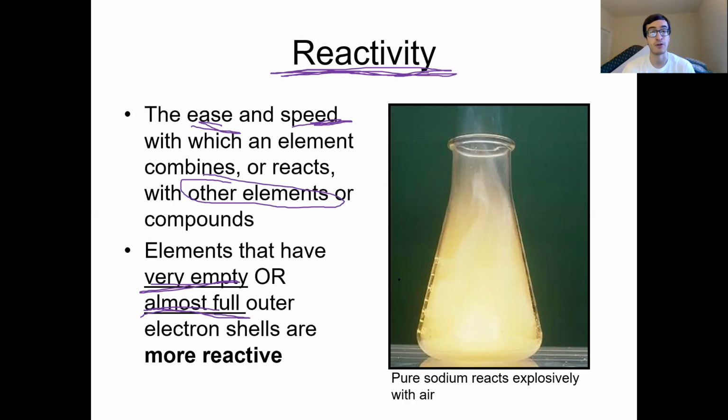So sodium is very, very reactive because it has only that one outer electron, so it is a very empty outer shell. And chlorine is very reactive because it has a very full outer shell. If their shells are almost empty, they've only got 1 or 2 electrons on there, or if they're almost full, they have 6 or 7 electrons on there, that makes them more reactive. The fuller their electron shells get, the less reactive they become.